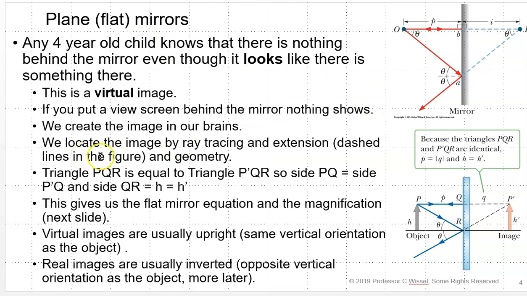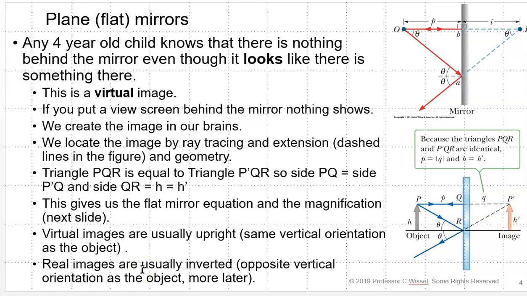We can locate the image by ray tracing an extension. And of course, that is these dashed lines in these figures. Those are the extensions. And we're going to use geometry. So we have several triangles here. We have PQR, and this triangle is the same type, same size and everything as P prime QR. So side PQ is the same as side P prime Q. So this distance is the same as this. Side QR is the same for both triangles. And since this part is parallel to that, H equals H prime. Okay, this gives us the mirror equation and the magnification, which will be on the next slide.